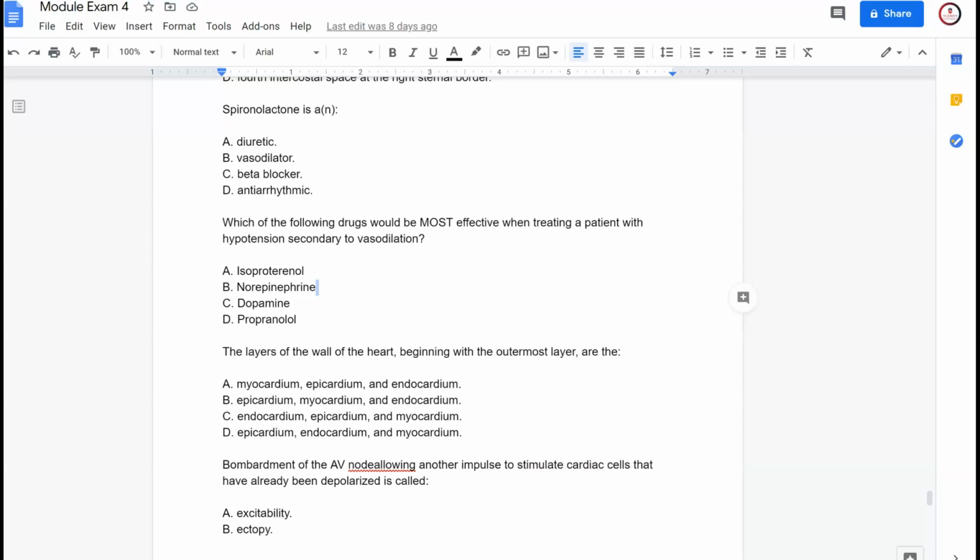Layers of the heart beginning from the outermost layer, yet again, studying: outermost epicardium, myocardium, the muscle, endocardium, the inside lining.